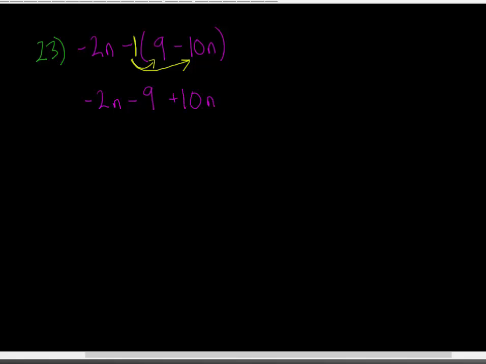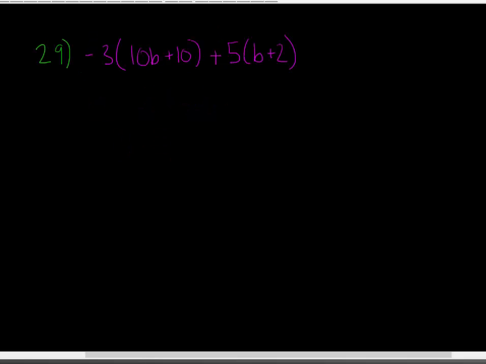And now that we've done the distribution, we can go about the business of combining like terms. You've got a -2n right here, a +10n right here. If you have a +10 and a -2 and you put them together, you'll end up with a +8n. And we didn't do anything with the -9, so we'll bring that straight down. And that's the answer for number 23.